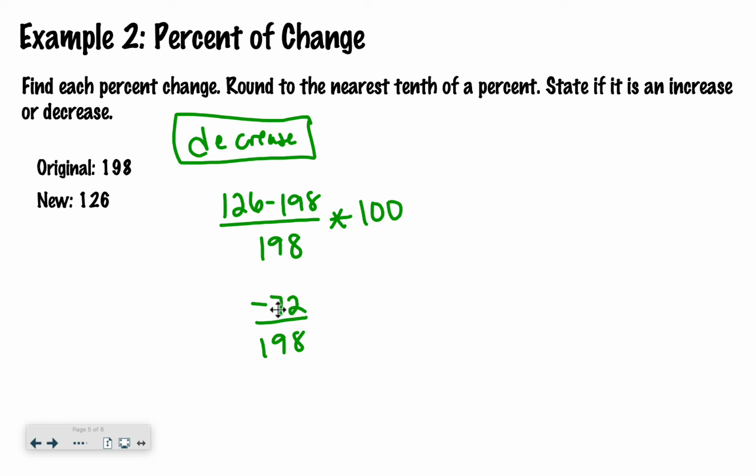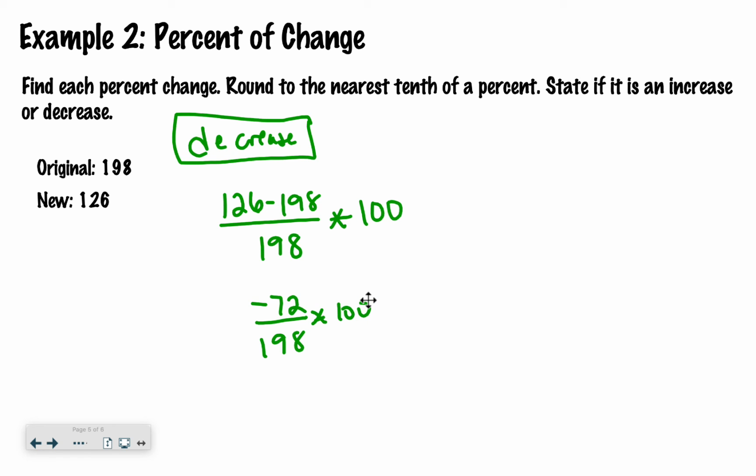So I have a negative number on the top. That just tells me that this is a decrease. So if you always do new minus original, it's going to match. If it's negative, it's going to be a decrease. If it's positive, it's going to be an increase. But if you accidentally flip around the original and the new, then you just have to pay attention. Is it going up? Is it going down? If it's going up, it should be positive. If it's going down, it should be negative. So just pay attention to that.